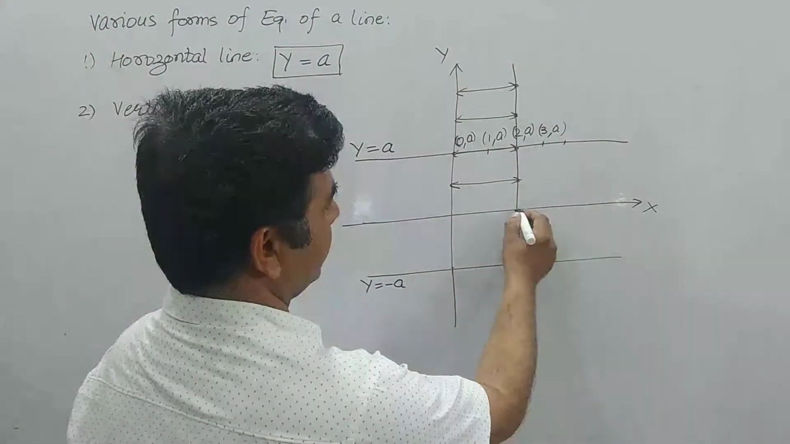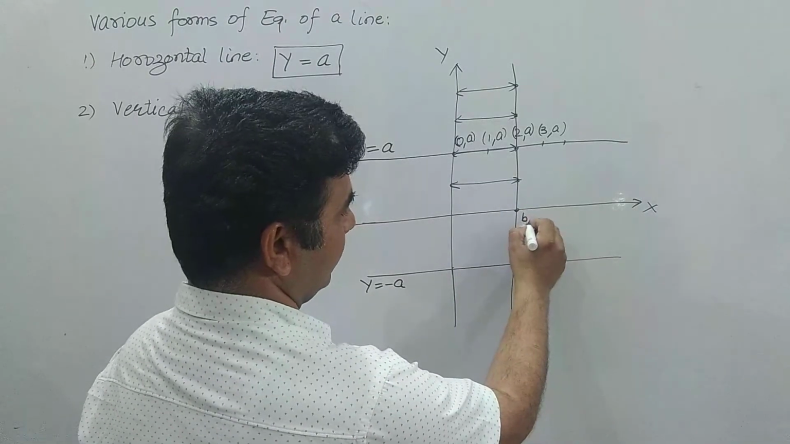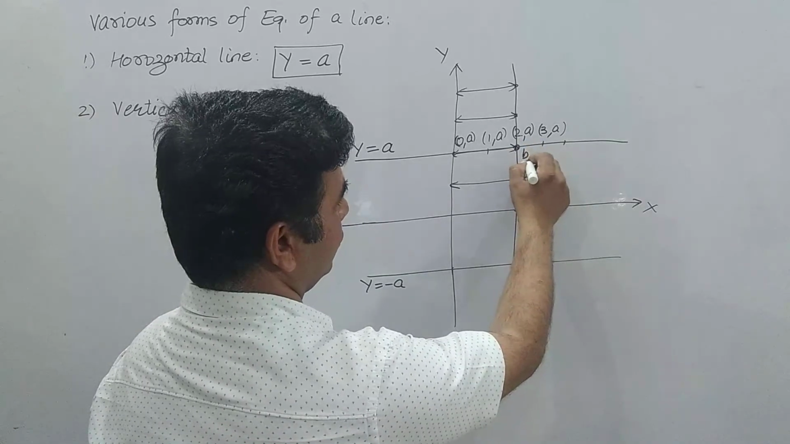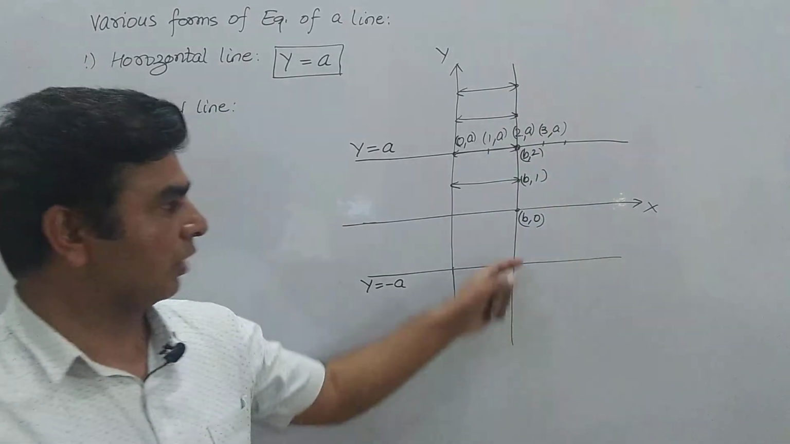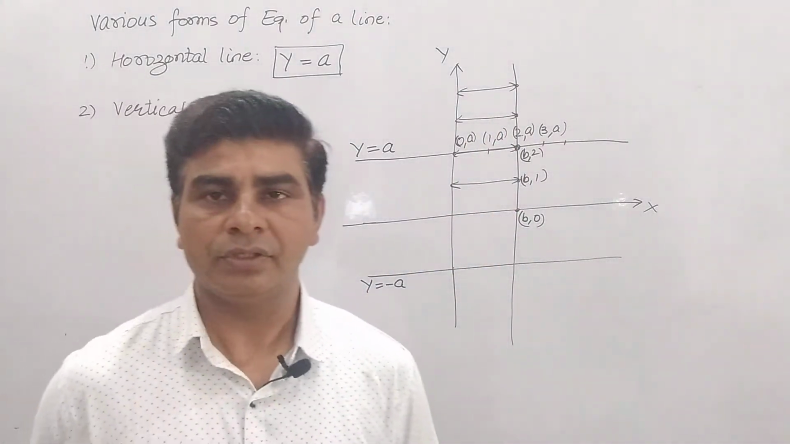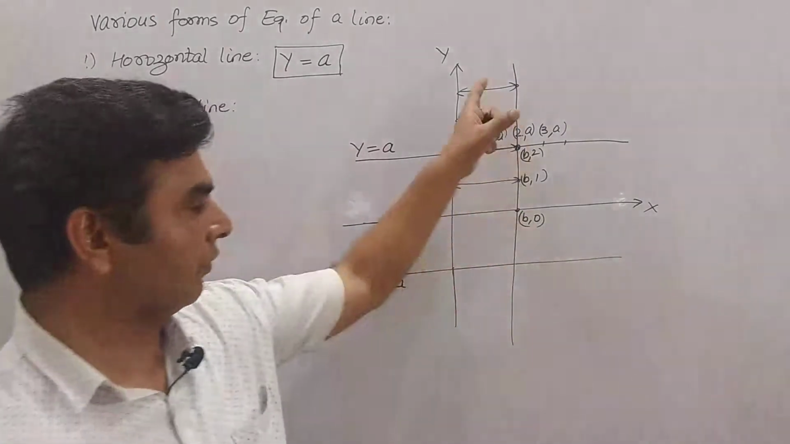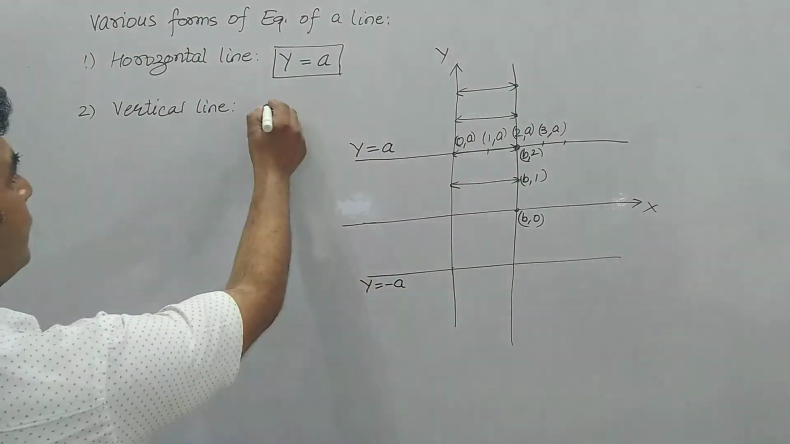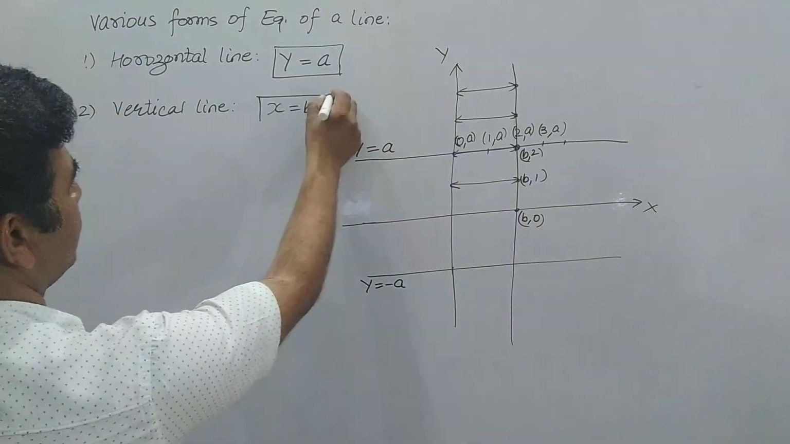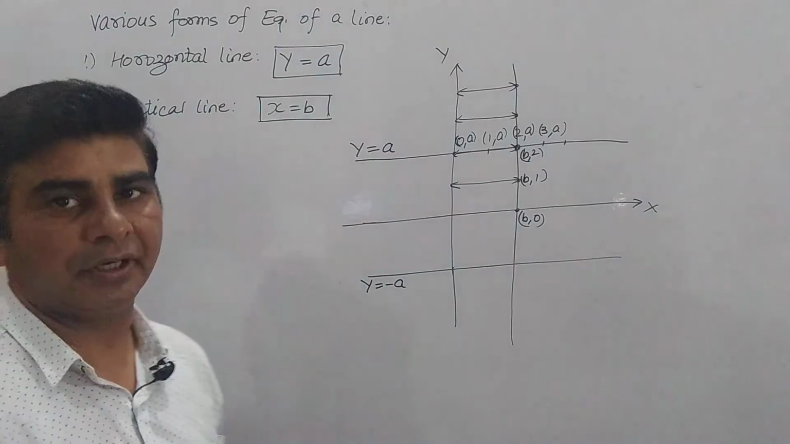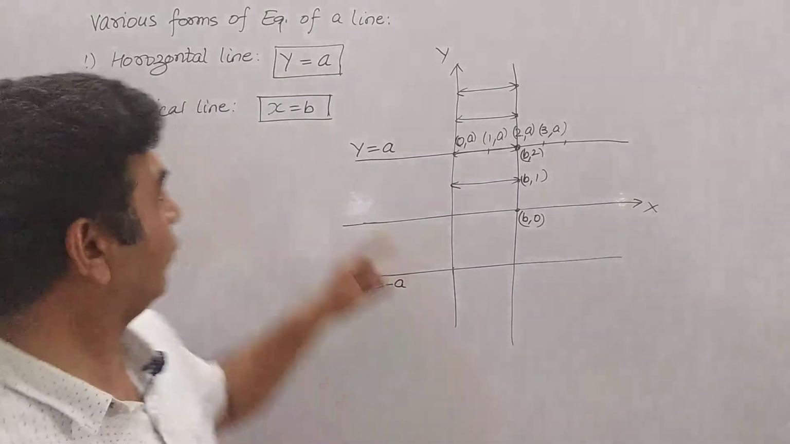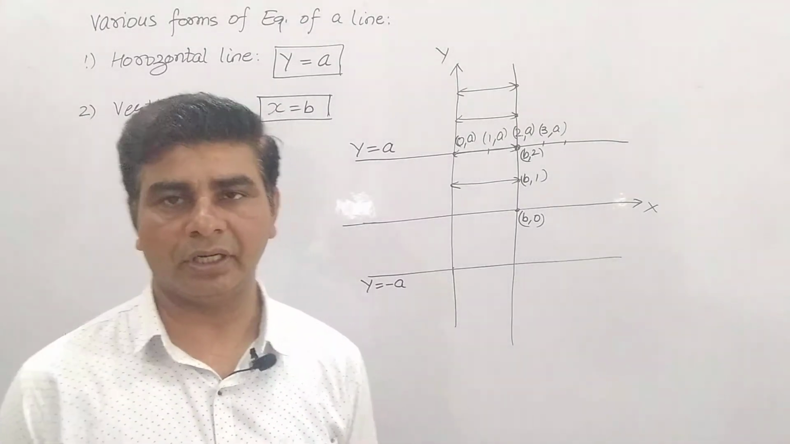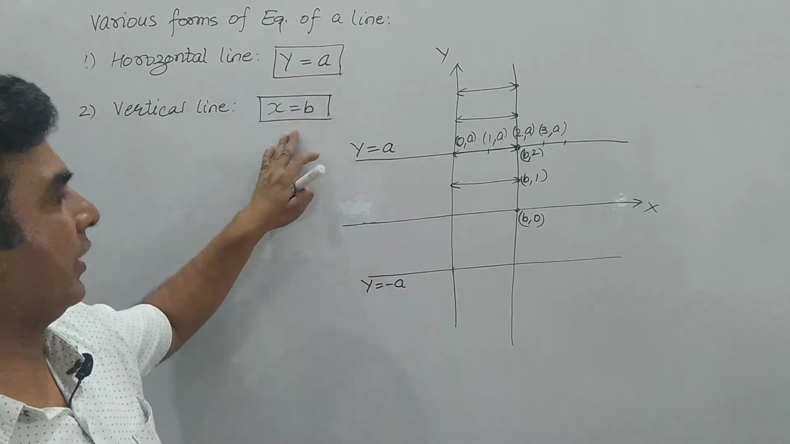So let this point be B. This point will be B, 0. Let this be B, 1. This will be B, 2, and so on. So every point lying on this line will have the same x coordinate. That's why the equation of this line, which is parallel to the y-axis and known as a vertical line, is given by x is equal to b. Here also b is any arbitrary constant. So these are the two forms of the equation of a line: number one is horizontal, number two is vertical, and the equations are given by y is equal to a and x is equal to b.